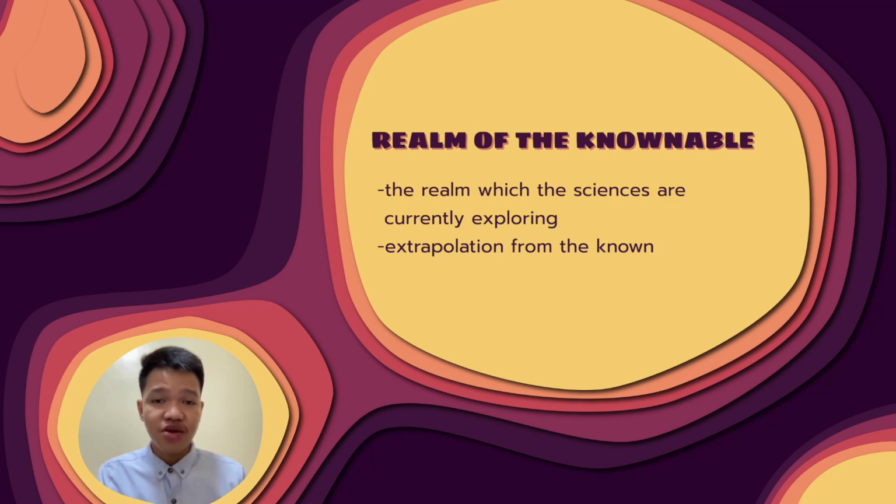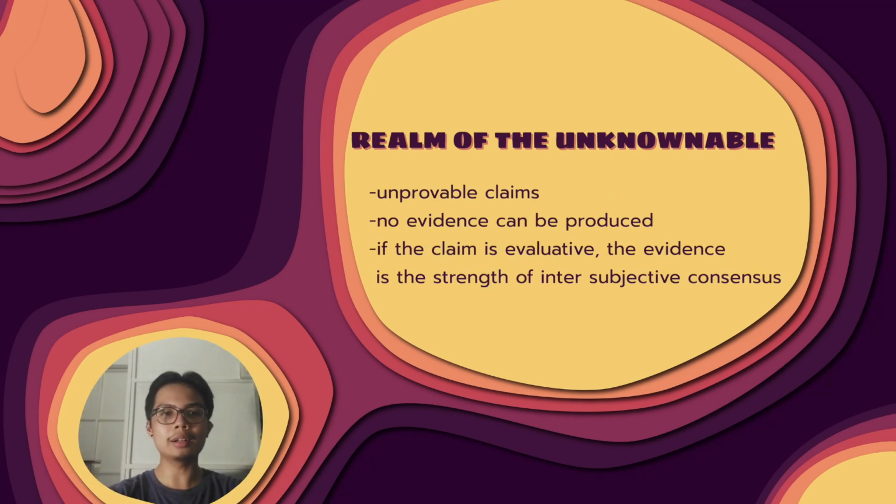To discuss the final realm, we have Laren. Lastly, we have the realm of the unknowable. This realm includes all unprovable claims, which means no evidence can be produced to prove those claims. For example, there is heaven and hell. We cannot provide evidence to prove or disprove that statement.